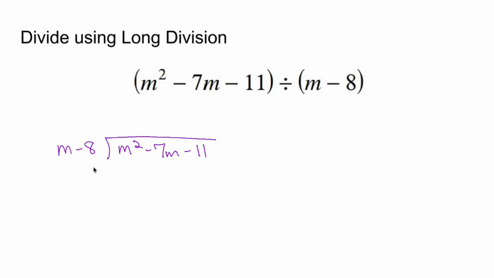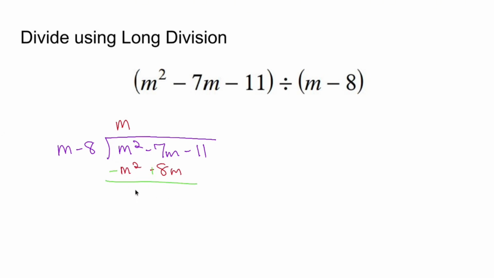Now we ask ourselves, m times what is m squared? M times m is m squared, and so we write that down. Take that m and multiply it to the whole factor here. M times m is m squared. M times negative 8 is negative 8m. Now what we do is we subtract the entire row, which means flip all the signs.